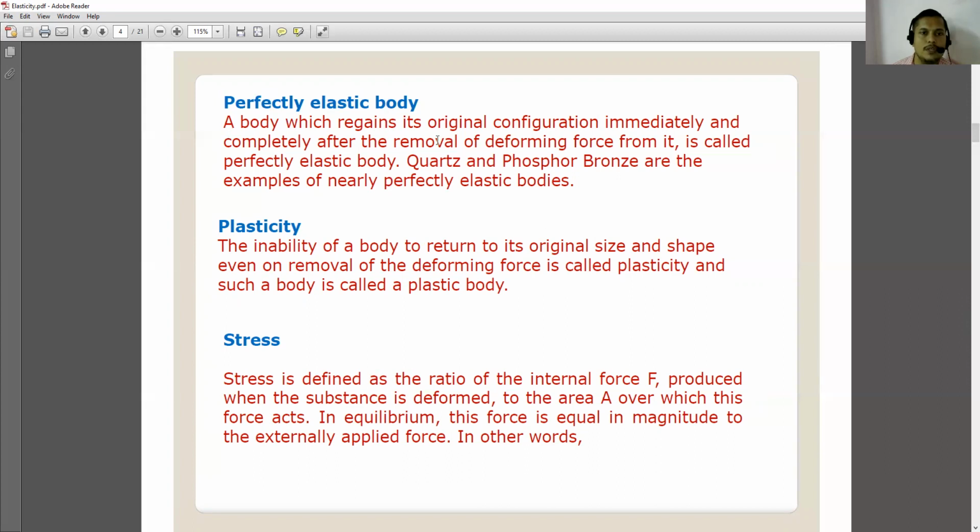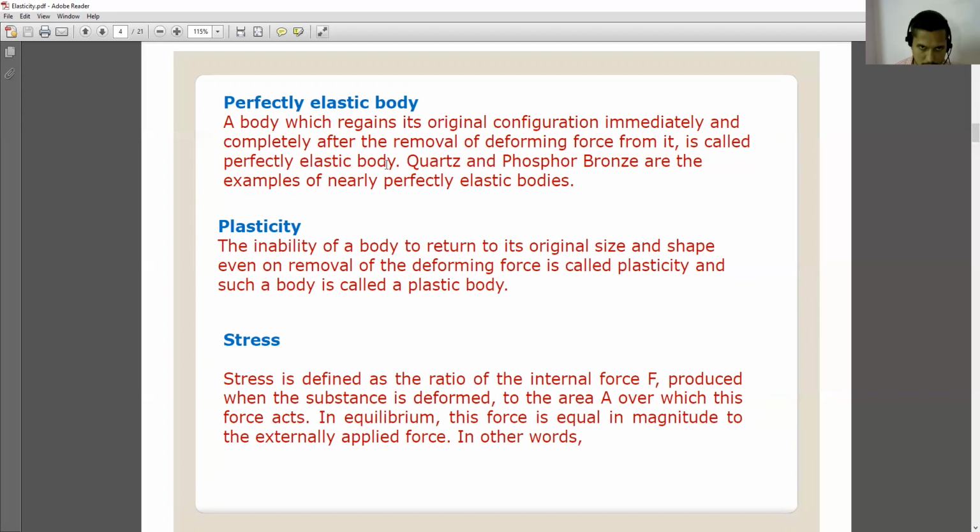A body which regains its original configuration immediately and completely after the removal of deforming force from it is called a perfectly elastic body. Perfectly elastic body म्हणजे काय? तर जेव्हा आपण डिफॉर्मिंग फोर्स त्याच्यावर जो अप्लाय केलाय तो काढून घेतो, त्यावेळेस लगेच जर ती बॉडी त्याचं ओरिजिनल कॉन्फिगरेशन अटेन करत असेल, तर त्याला आपण काय म्हणतो, परफेक्टली इलॅस्टिक बॉडी.